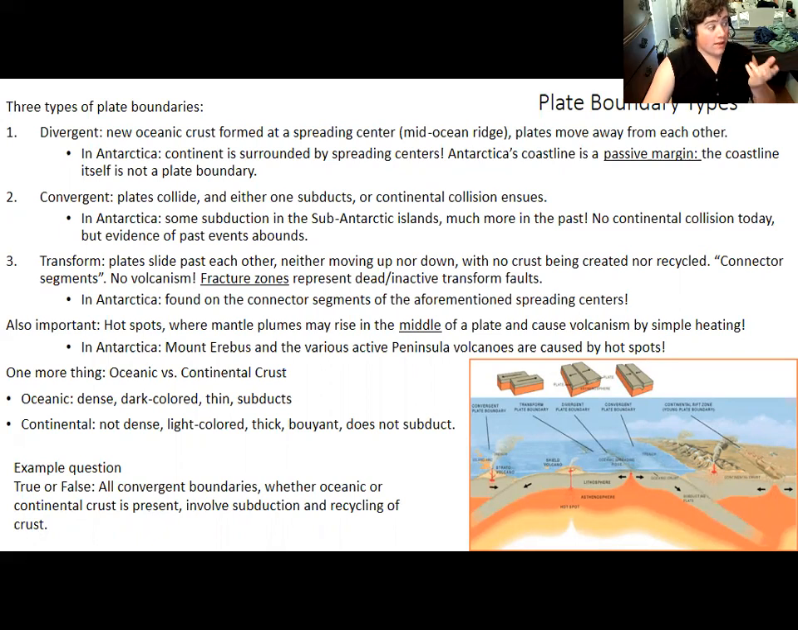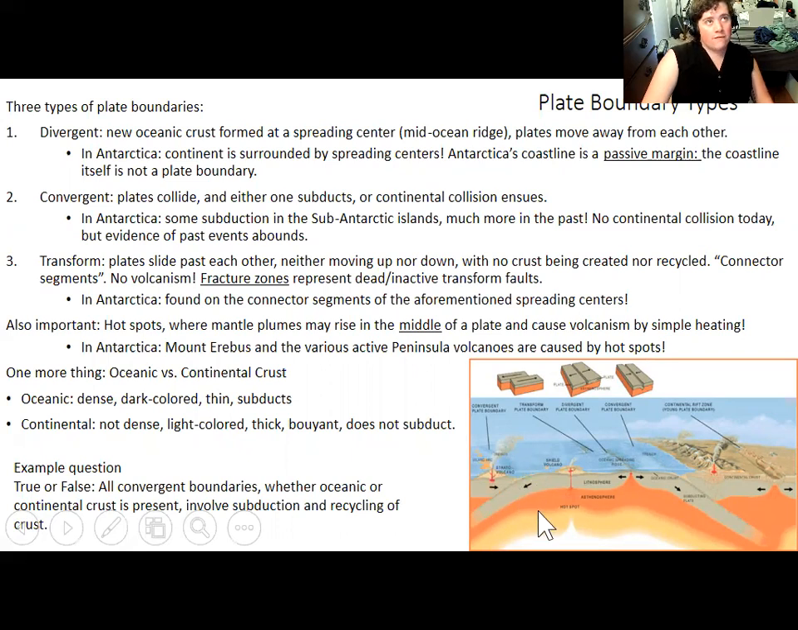If you have a plate composed of oceanic crust meeting one made of continental crust, you get subduction. The oceanic plate will go down because the oceanic plate is always going to be more dense than the continental plate. You do have a situation on the left side of this diagram where you have two plates made of oceanic crust, and one of them is subducting.